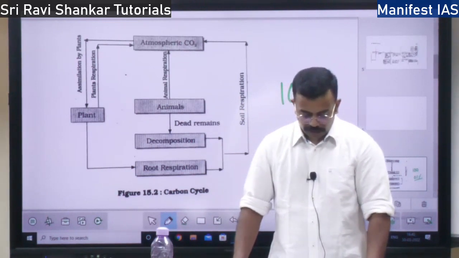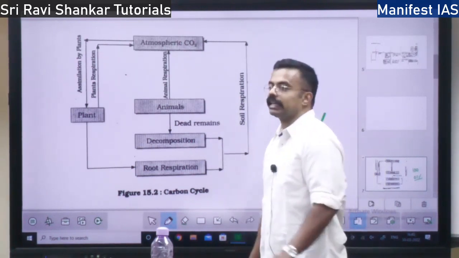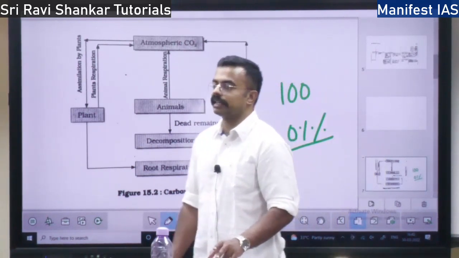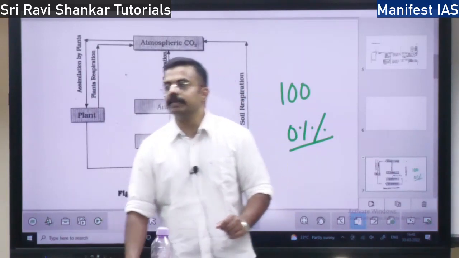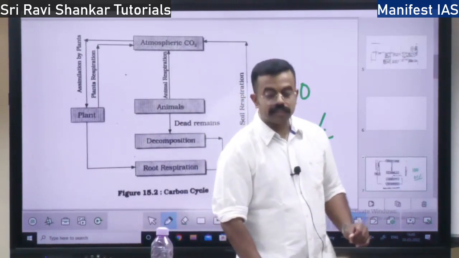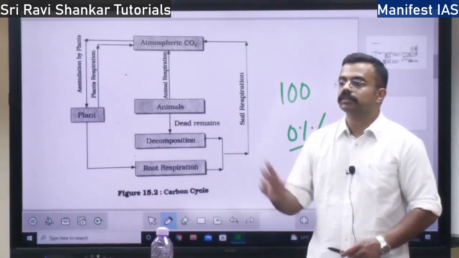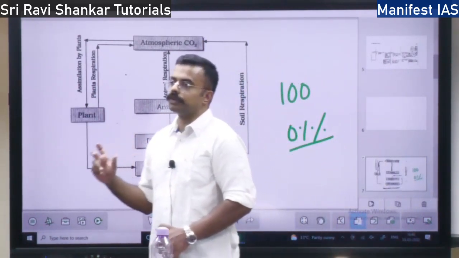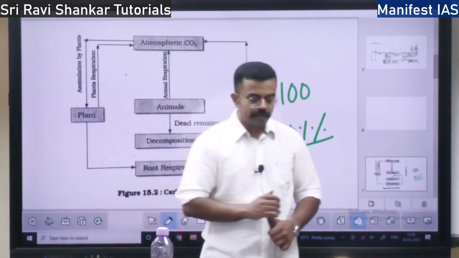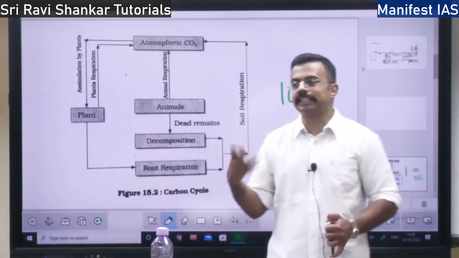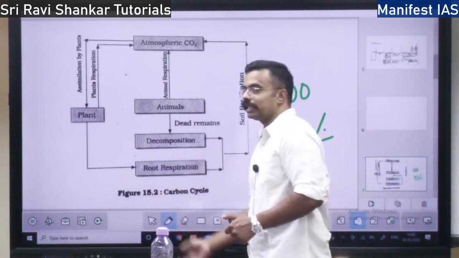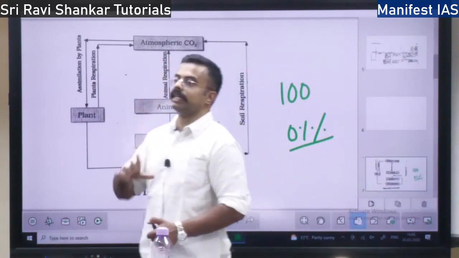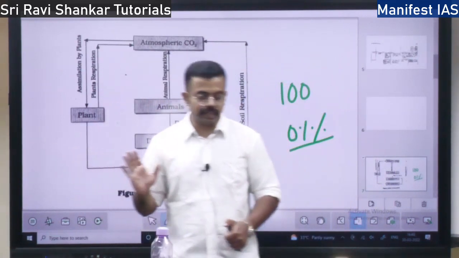Whereas the other type of cycle is the sedimentary cycle. What is the reservoir for the sedimentary cycle? It is either the soil or the rocks. Either soil forms the source or rocks form the source of the sedimentary cycle. Next you have the water cycle. I have already discussed the water cycle: evaporation, condensation, precipitation. I discussed it in the last class.